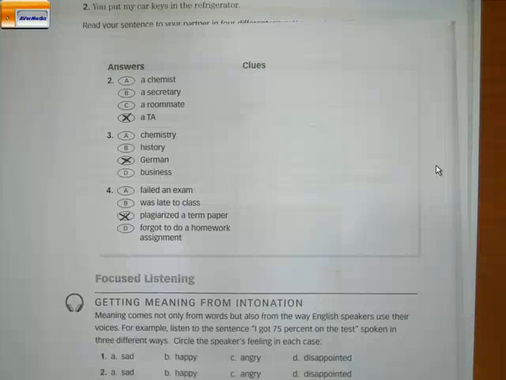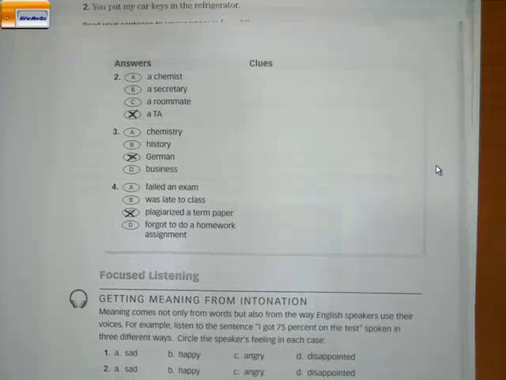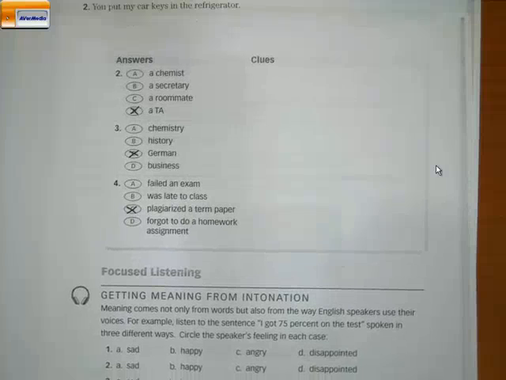Now, in this unit, we move on to intonation. In fact, this is one of the points of discussion for this unit about intonation. Intonation is the rising and falling of your voice. I can say, it is a book, or I can say, it is a book? That change of intonation makes it a question. Or if I'm angry, it is a book! That is a different intonation. So intonation is part of meaning. So meaning comes not only from words, but also from the way English speakers use their voices.